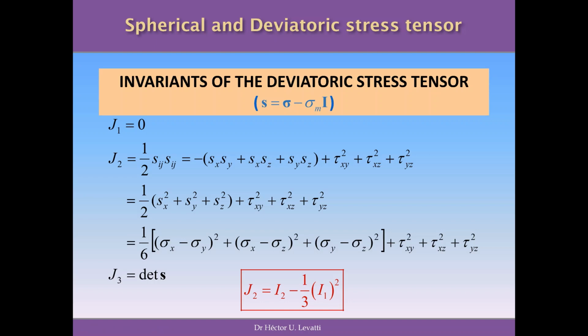The deviatoric tensor has invariants as well. We call them J1, J2, and J3. You have the values in here. So the important thing is we know now the invariants are values that do not change independently of the direction or the coordinate system we use to represent this tensor.